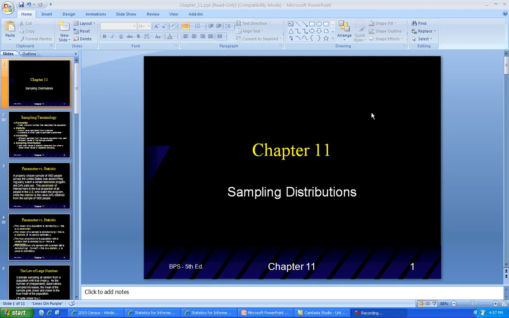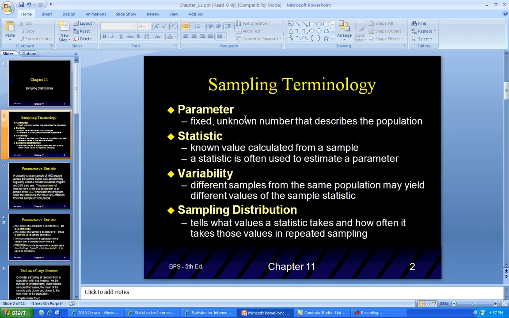But first, let's talk about the terminology here. The parameter, I mentioned this before. A parameter is an unknown number that describes a population. Okay, so think of population as everybody. And the number that you find about the population, that data is called a parameter.